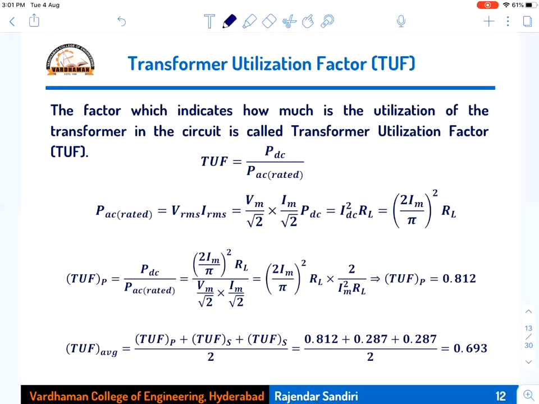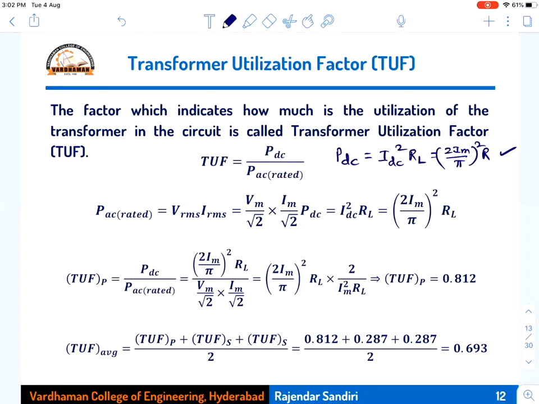PDC is nothing but the output DC power, which we have already calculated. That is nothing but IDC into VDC, or IDC square into RL. IDC in this case is 2Im by pi. I have substituted it directly. If you want, you can write PDC is equal to IDC square into RL, where IDC is 2Im by pi, whole square, into RL. The same thing I substituted here in the formula.